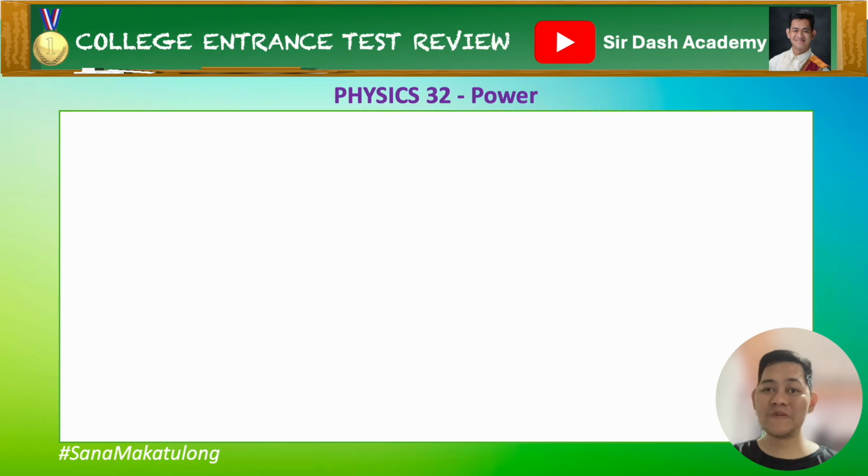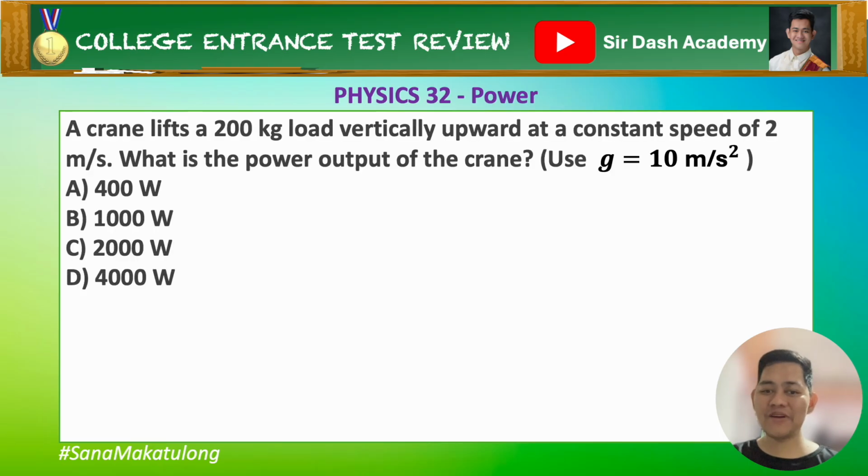Physics 32. Power. A crane lifts a 200 kilogram load vertically upward at a constant speed of 2 meters per second. What is the power output of the crane? Use g equals 10 meters per second squared. A. 400 watts, B. 1000 watts, C. 2000 watts, or D. 4000 watts.